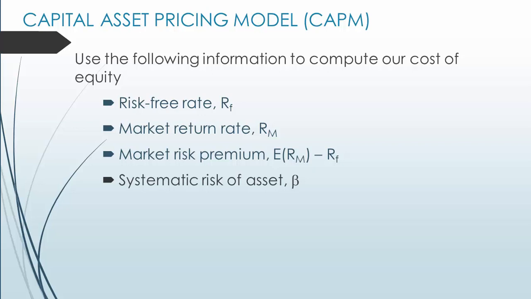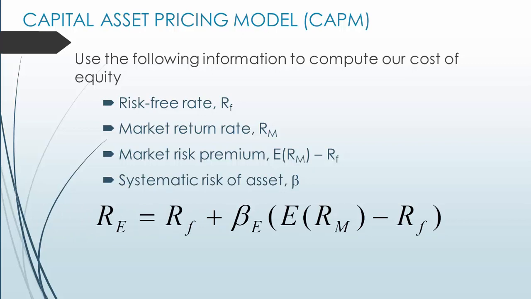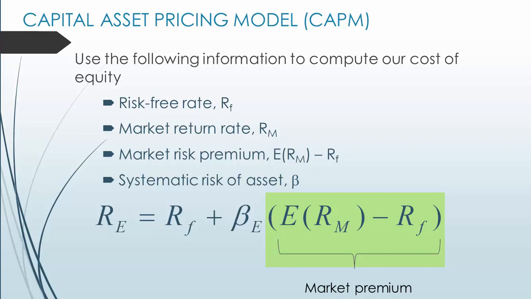You would take these components and plug them into this formula. And what this formula says is your cost of equity is equal to your risk-free rate plus the beta multiplied by the market premium. And that premium is made up of your market rate of return minus that risk-free rate. So this portion over here, your market return minus your risk-free rate, is what we call the market premium.